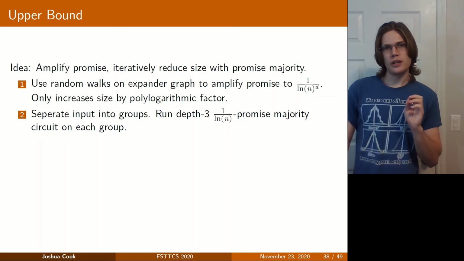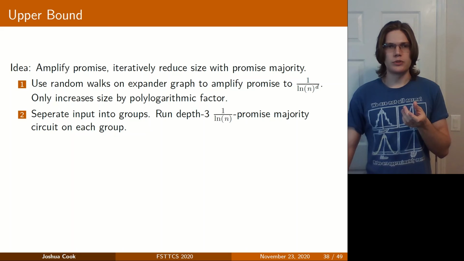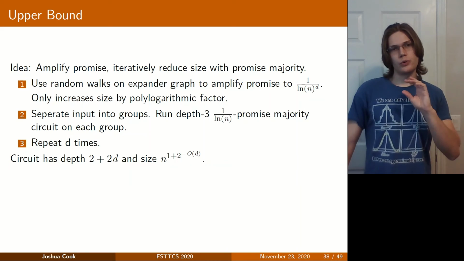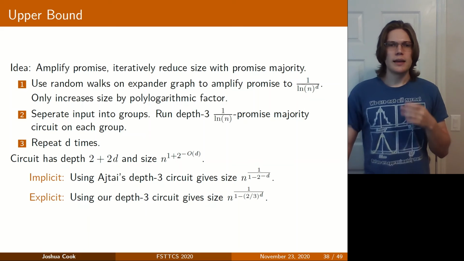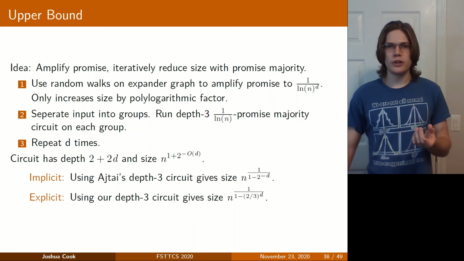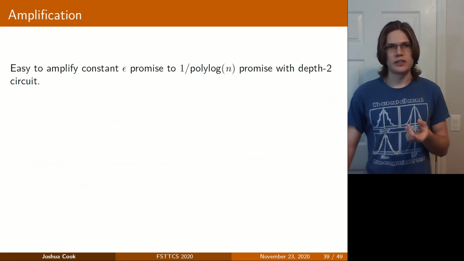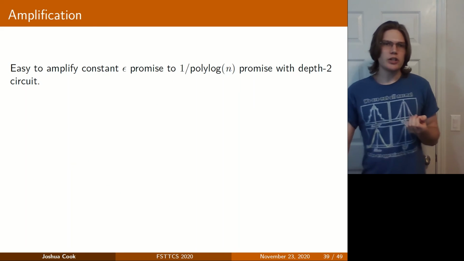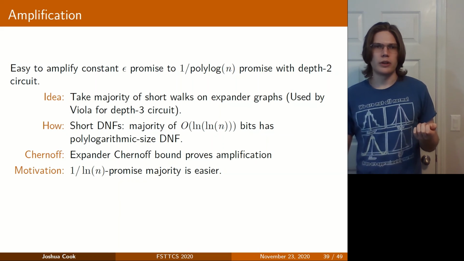Then we're going to separate the inputs into groups. We're going to run a depth 3, 1 over log n promise majority circuit on each group. And then we're going to repeat d times to get this decreasing size. If we use Ajtai's depth 3 circuit, then we'll get this size, and if we use our depth 3 circuit, we'll get this size.